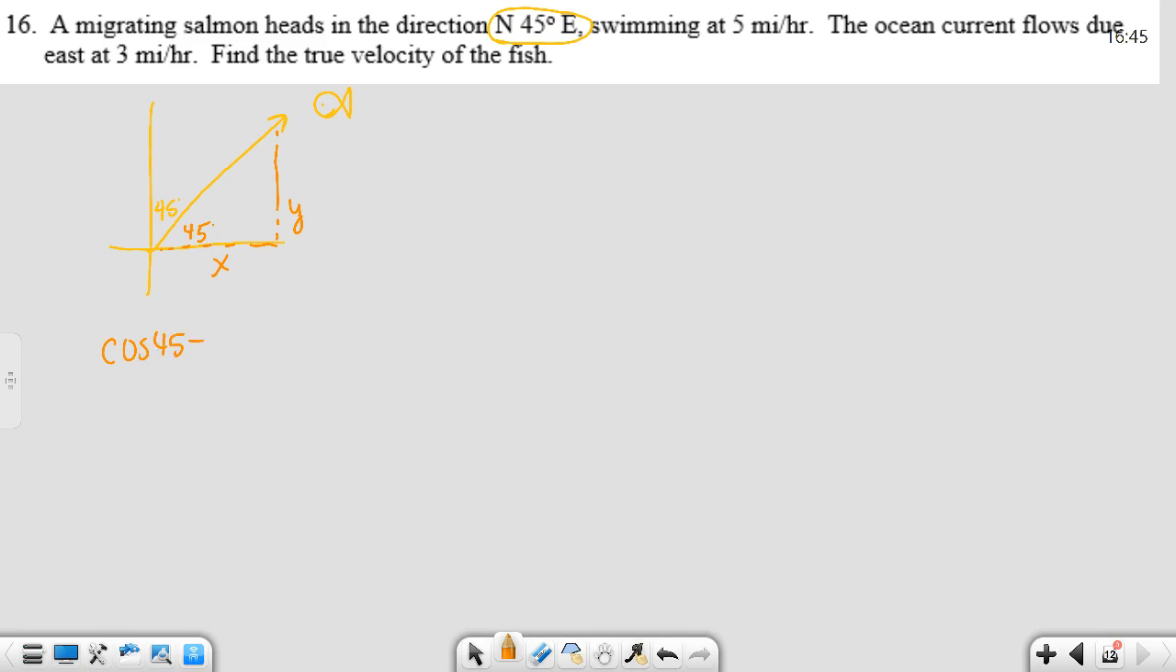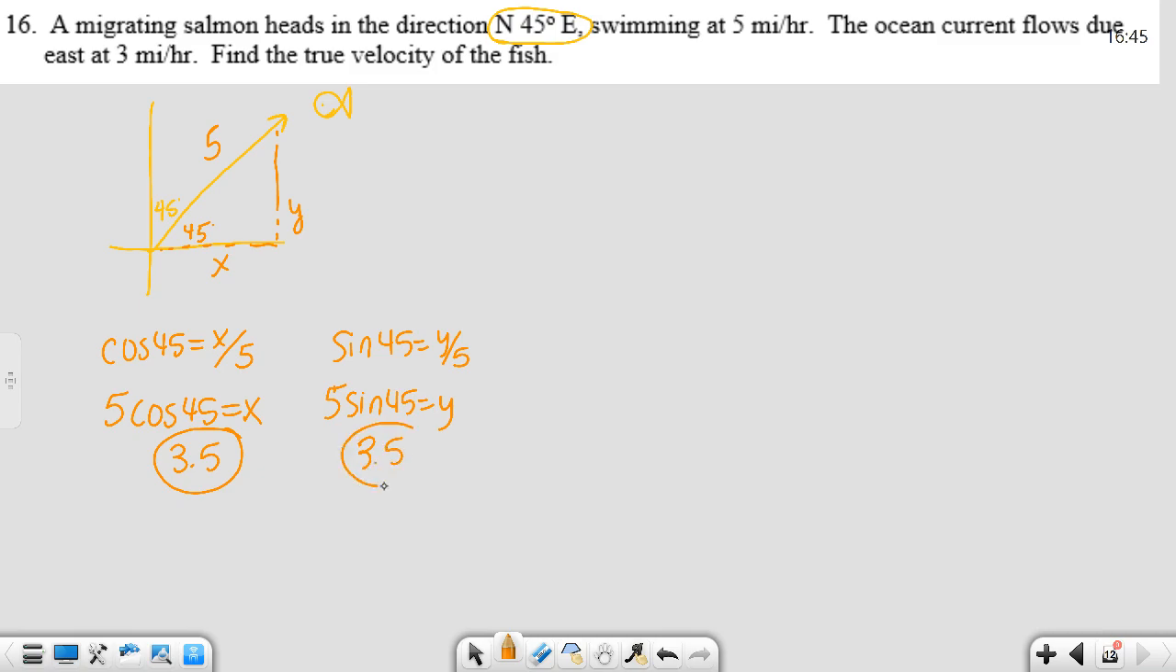Cosine of 45 equals x over, I forgot the velocity, 5 miles per hour, so over 5. So it's 5 times cosine of 45 to give us our horizontal, which is about 3.5. When you do the same thing for sine, sine of 45 equals y over 5. 5 times sine of 45 equals y, therefore that component is exactly the same distance. So the fish is swimming at 3.5 and 3.5 in the horizontal and vertical directions.